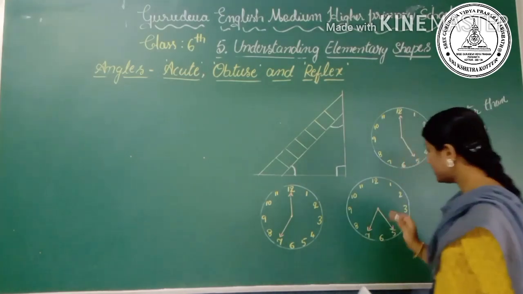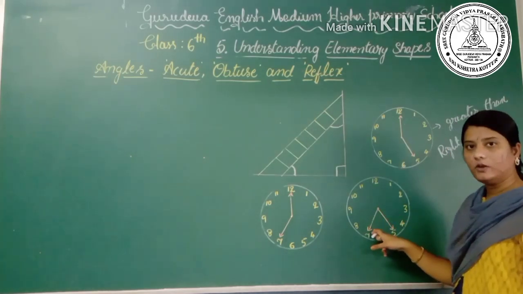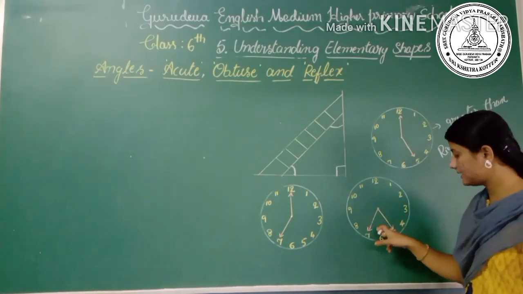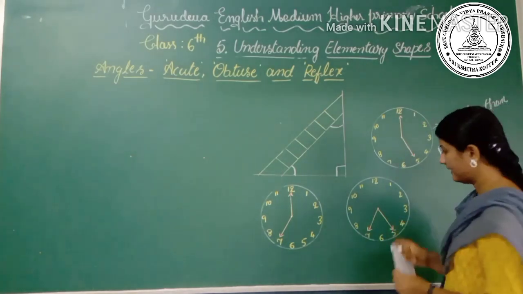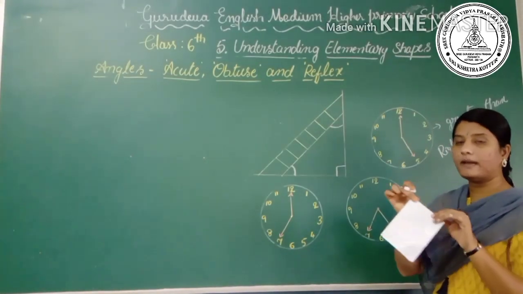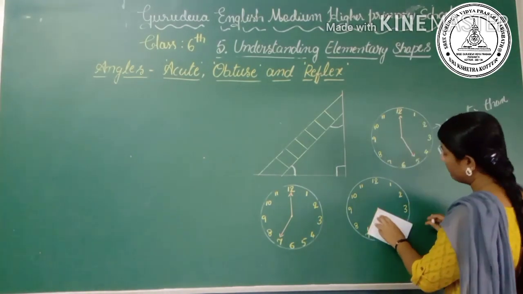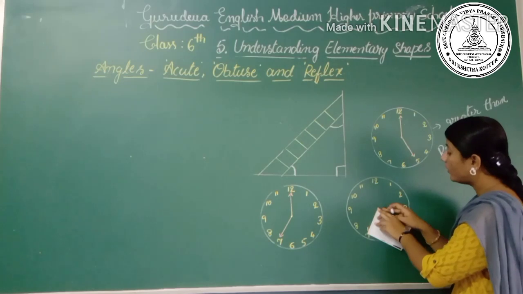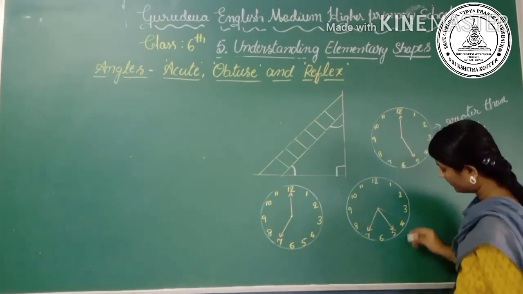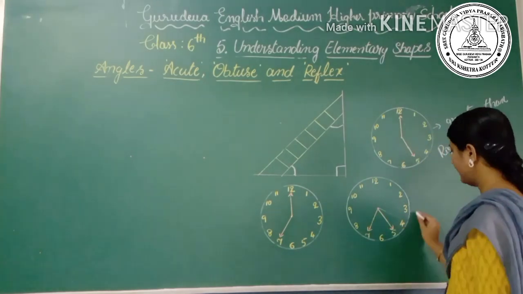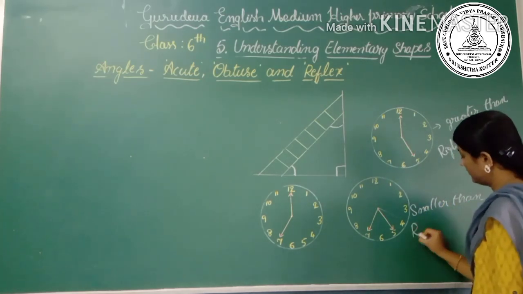Similarly, you can check when our hand moves from 5 to 7. Let's check whether it is a right angle, less than the right angle, or greater than the right angle. I will match the two edges here. First I will match one of the edges, but the other edge is smaller than the right angle. See here, there is the right angle. So it is smaller than the right angle, right? It is smaller than the right angle.